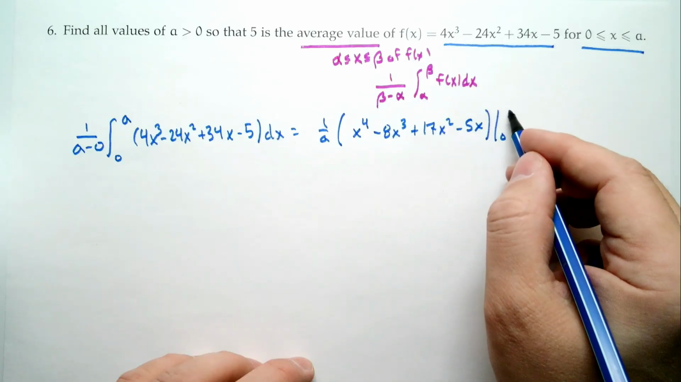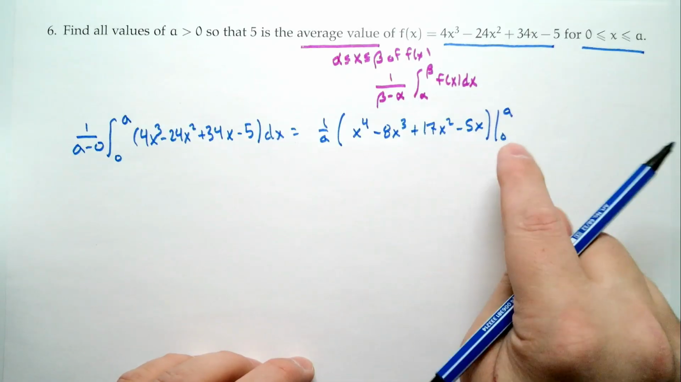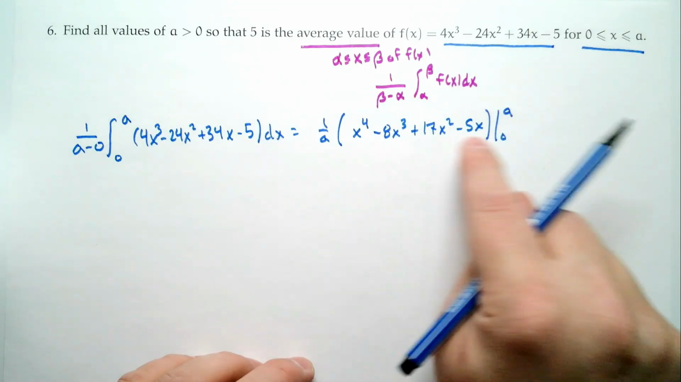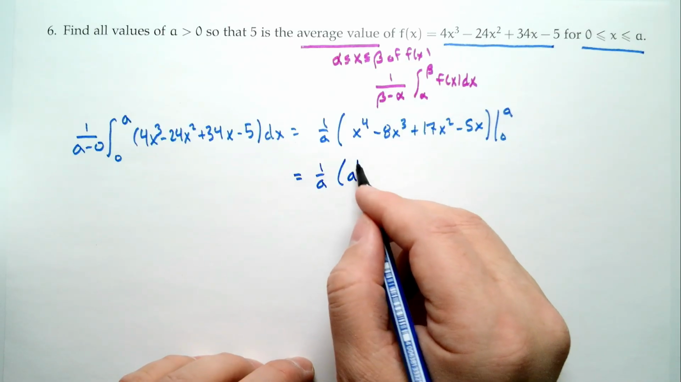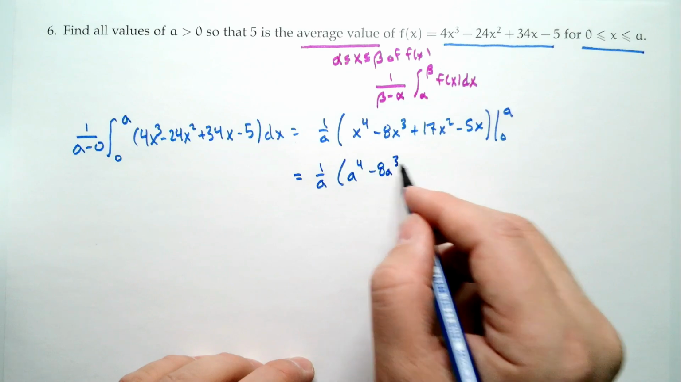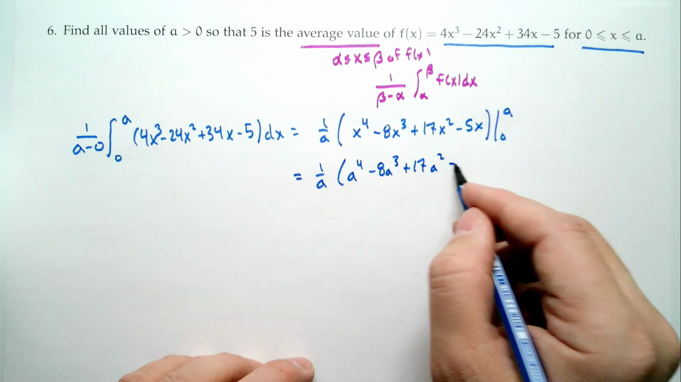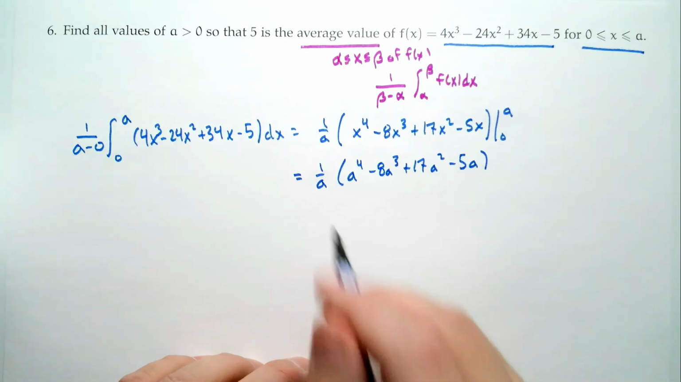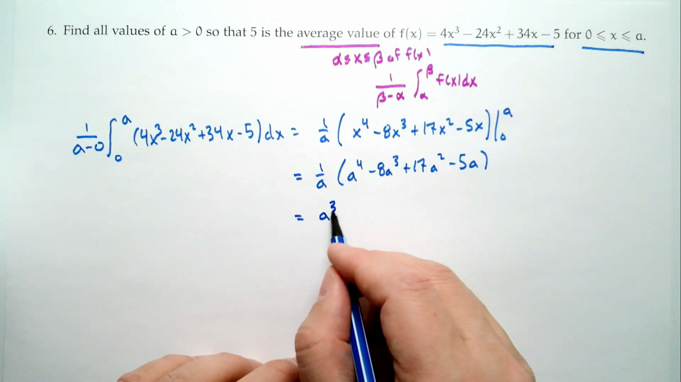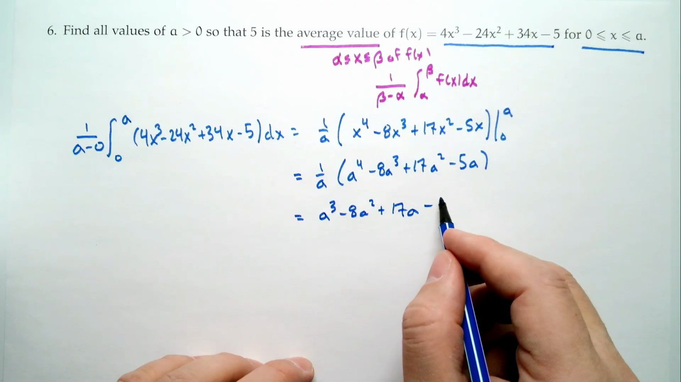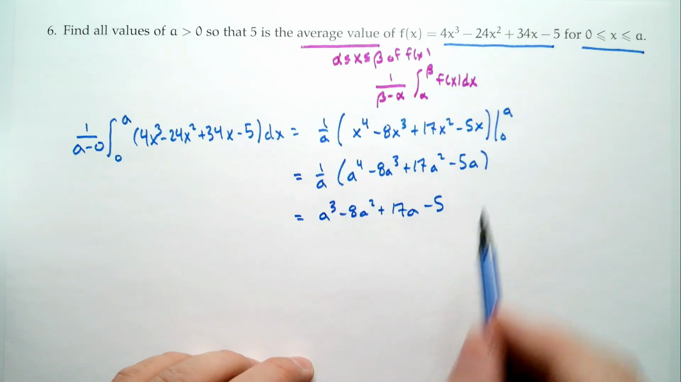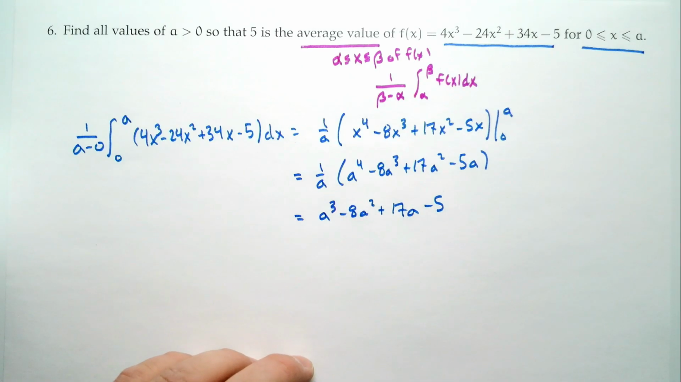Then we're going to go from 0 up to a. The nice thing is when you plug in 0, you're going to get a bunch of zeros. So we plug in a. Well, what do we get? We get 1 over a times a to the fourth minus 8a cubed plus 17a squared minus 5a, which becomes a cubed minus 8a squared plus 17a minus 5. So I can just take everything divided by a. All right, so that is the average value from 0 to a.